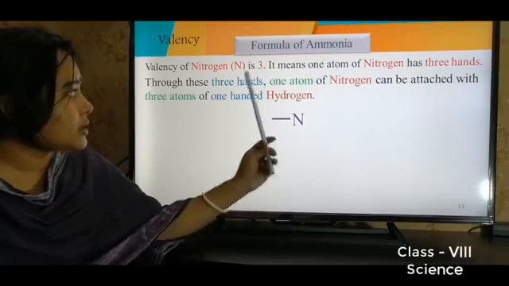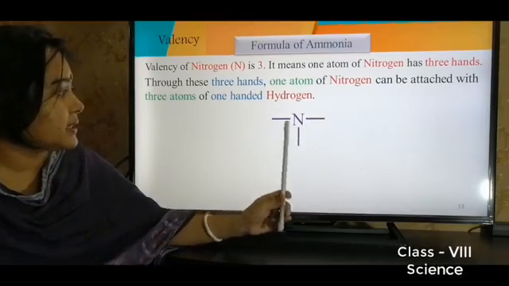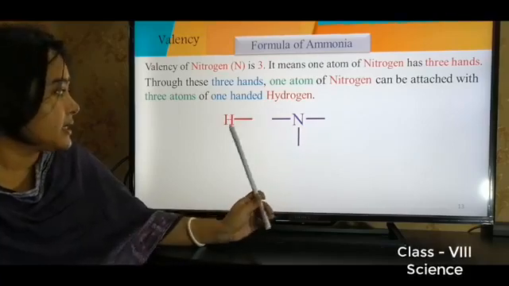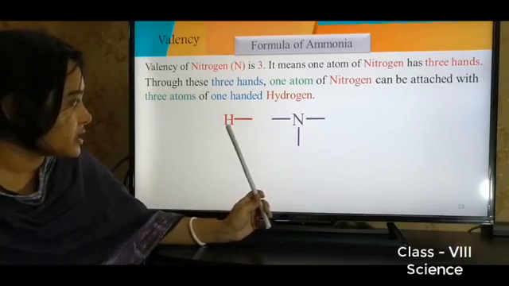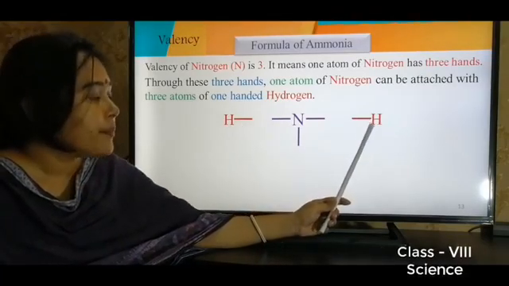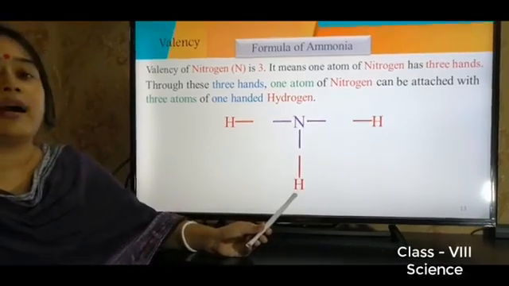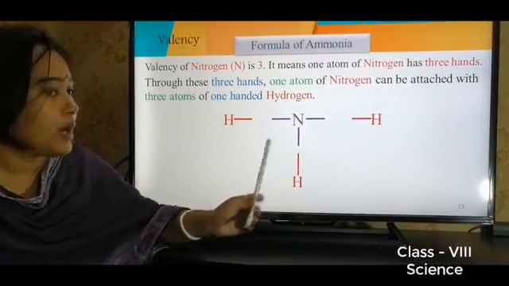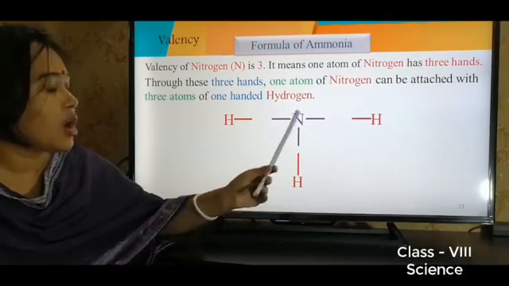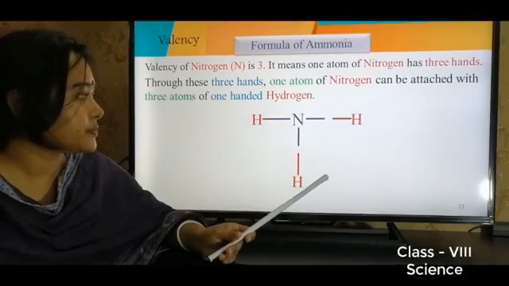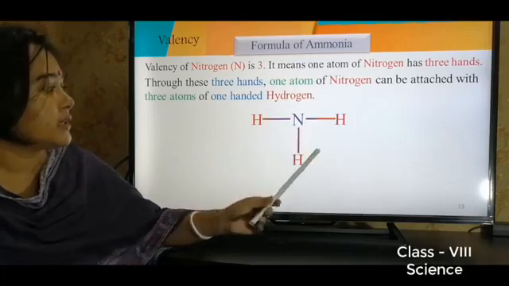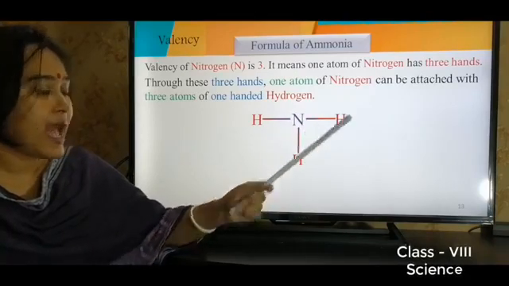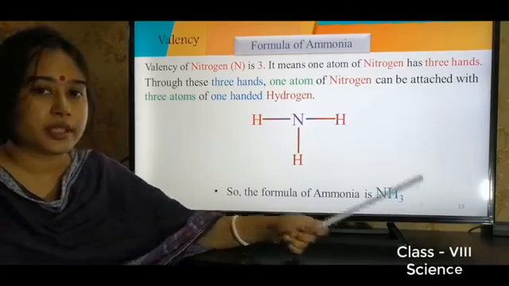We consider the valency of nitrogen, 3, as 3 hands. Here are 3 hands of nitrogen. And here is one-handed hydrogen, meaning hydrogen's valency is 1, and another atom of hydrogen with valency 1, and another atom of hydrogen. So these 3 hydrogen atoms are held by the 3 hands of this nitrogen atom. The formula of ammonia is NH3.